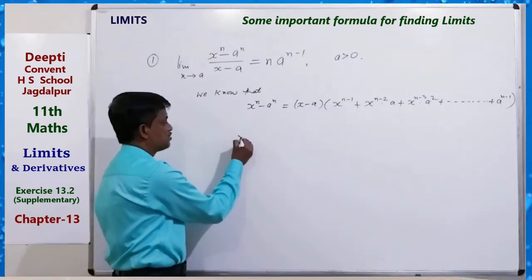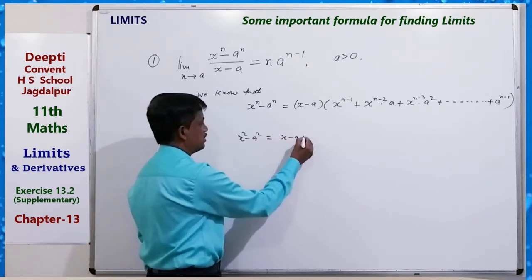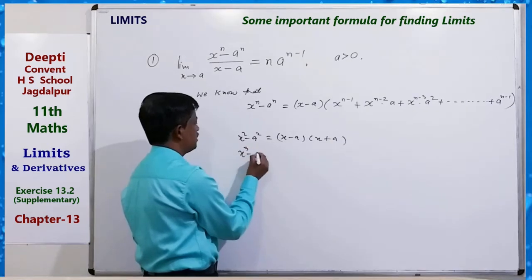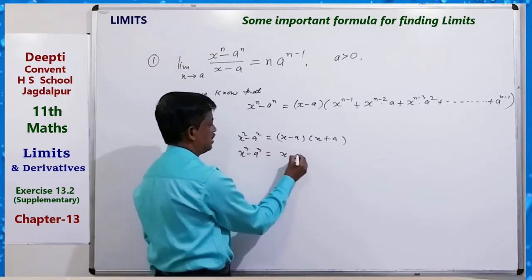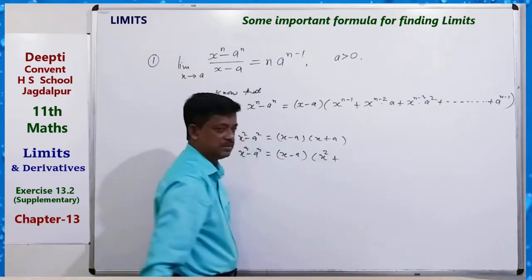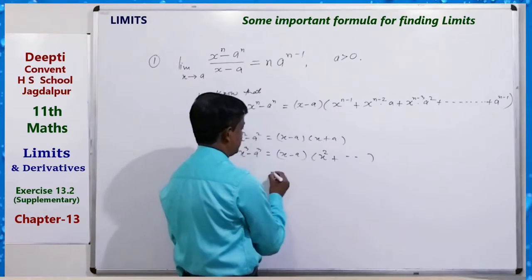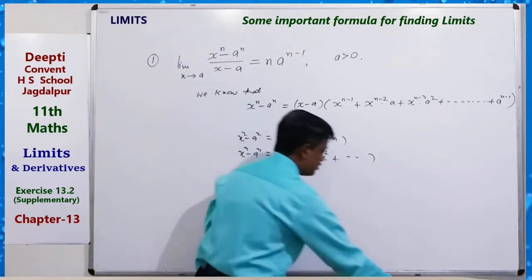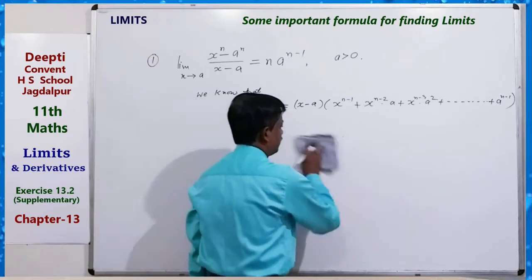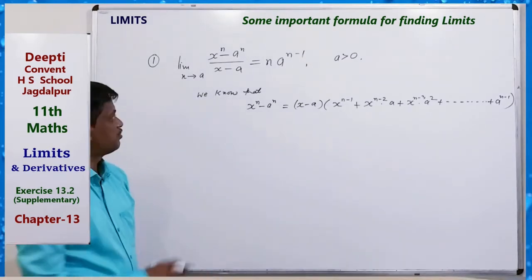This formula comes from x square minus a square = (x minus a)(x plus a), x cube minus a cube = (x minus a)(x square plus ...), and so on, just like this. So this type of factorization can be used for finding these limits.